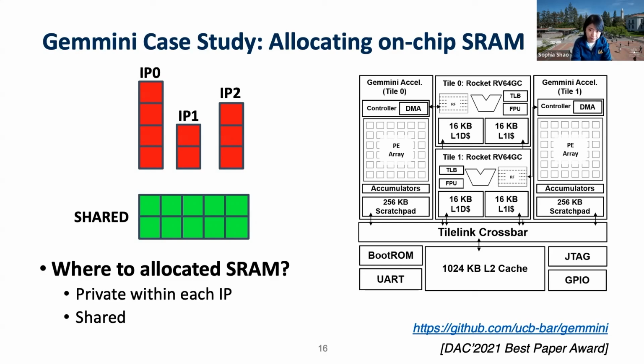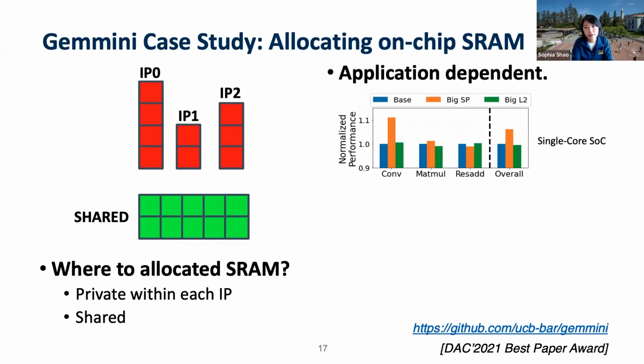That could benefit not only one accelerator, but also a range of other accelerators that want to access that memory. So this kind of question is very important, but also very challenging to answer because it requires coordination and interaction of different components. Gemini really facilitates this type of exploration so that we can see the potential impact of different design decisions. What we realize is that this decision is highly application dependent.